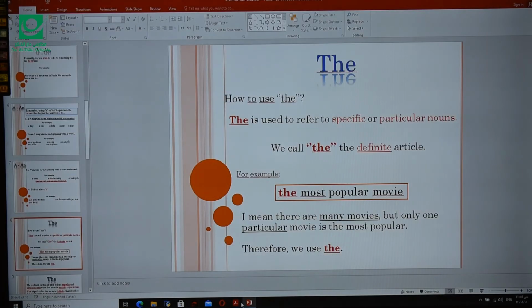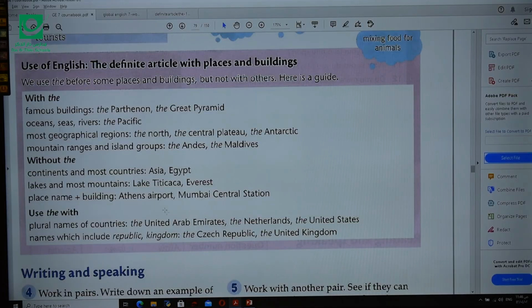Let's move back to our course book, please, on page 81, to highlight when we use the and when we don't use the. You're going to find a summary of these points. So, as we said, the is used with famous buildings or unique things like the Great Pyramid, or oceans, seas, rivers, most geographic regions like the north, the south, and mountain ranges. And don't forget, I'm talking about mountain ranges, not a mountain, and island groups, not an island.